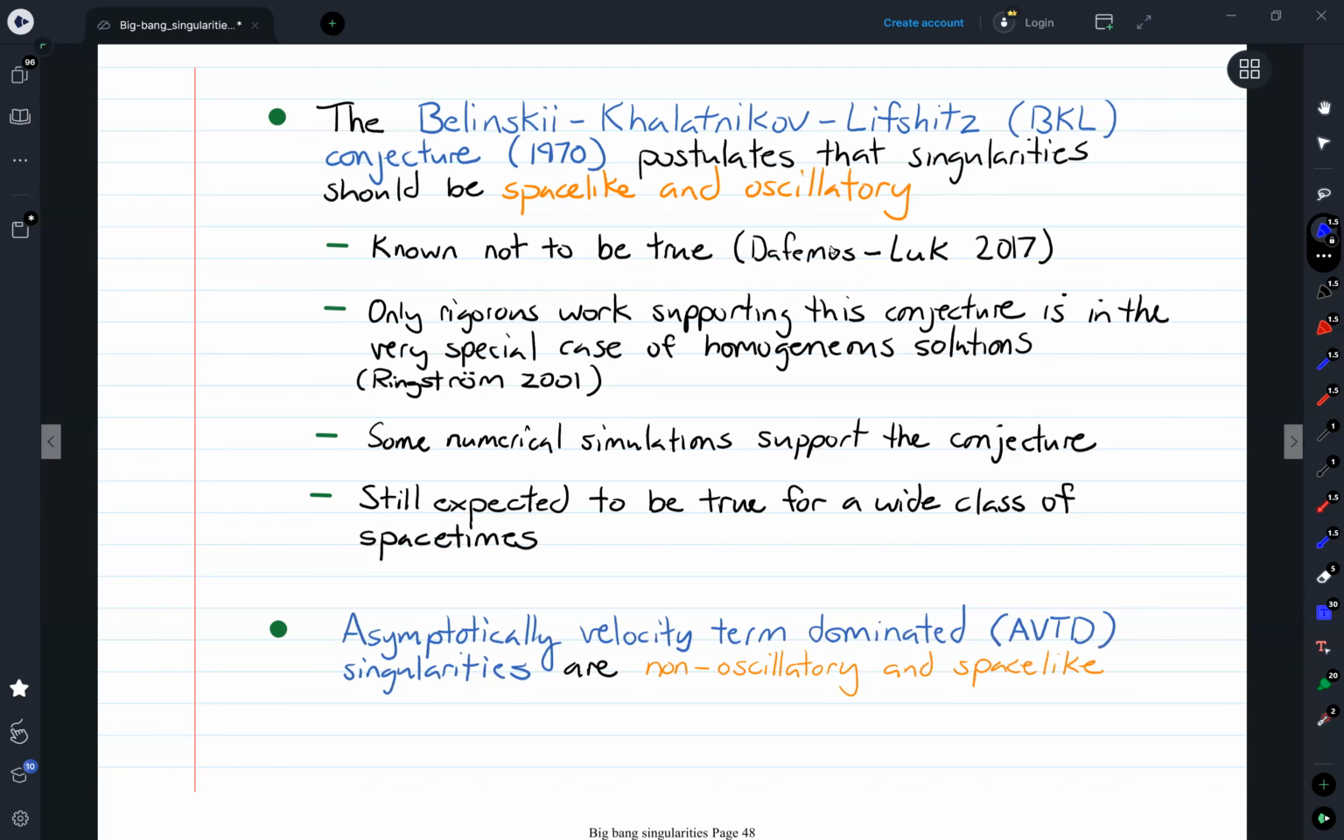Okay, so now what's going to help us out, because we cannot analyze oscillatory behavior around a singularity, is that there happen to be situations, certain classes of initial data and certain matter fields, that lead to this oscillatory behavior becoming monotonic, okay? So it's no longer oscillatory, but actually just monotonic. And when this happens, this behavior is called an asymptotically velocity term dominated, or AVTD, singularity.